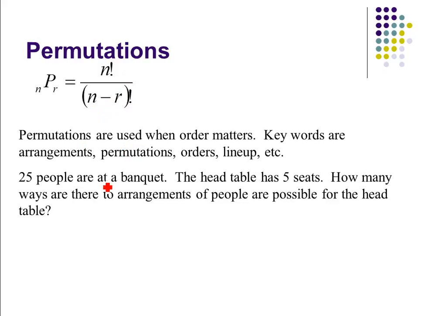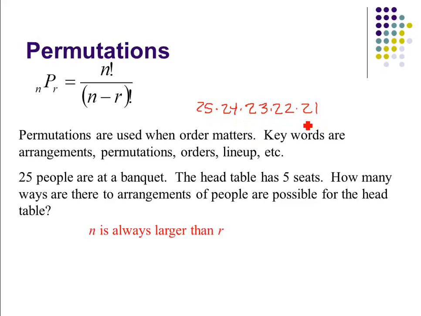So we have 25 people at a banquet. Head table has 5 seats. I wonder how many different arrangements of these people. Well, most of the time, this is probably what you did in your class. You may not even have looked at permutations. I would say I've got 25 for my first one, 24 for the next, 23, 22, and then 21. And that would give me my answer. I just go through and keep reducing it by 1 until I have 5 items.